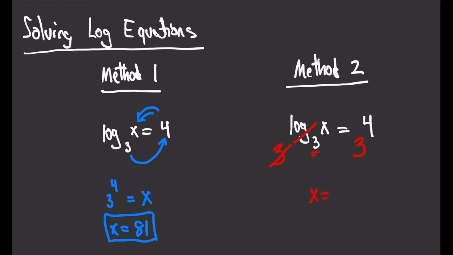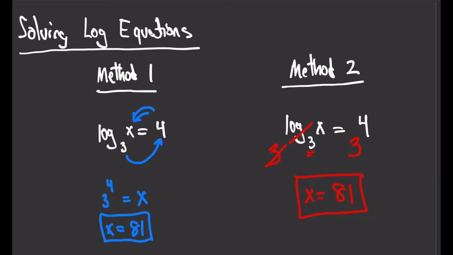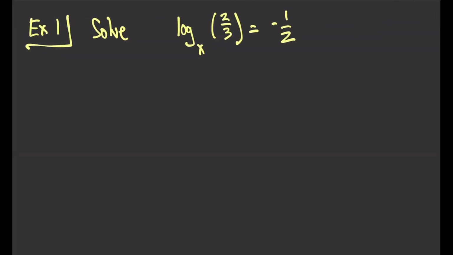And then on the right side, I just evaluate 3 to the 4th. Remember, that's a base to an exponent. And 3 to the 4th power we established is 81. So same result, a couple different approaches. I'm probably going to use a little of both in this lesson. Let's take a look at our first example.